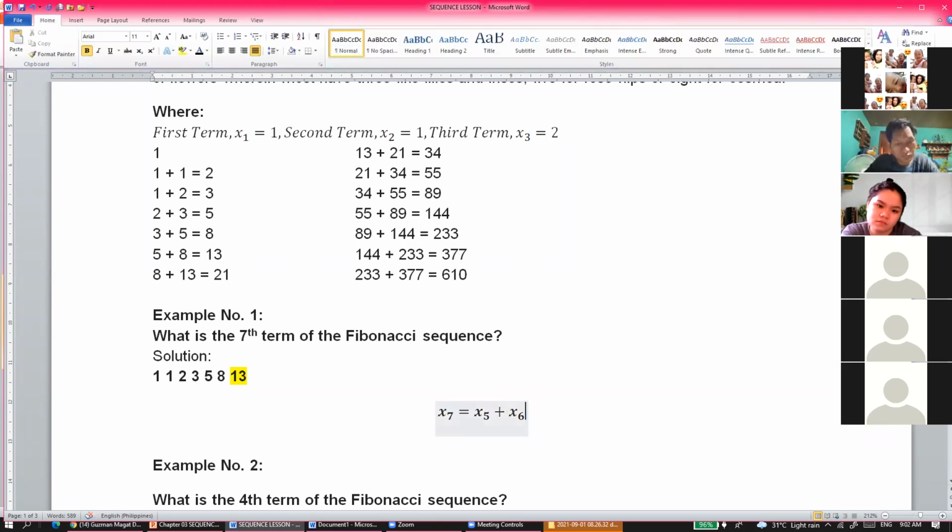Okay? So, tapos na yung first. X sub 7 is equals to x sub 5 plus x sub 6. Pag-usapan natin yung x sub 5. Di ba't ang x sub 5 is also x sub 3 plus x sub 4? You agree? And x sub 6 is also x sub 4 plus x sub 5. Okay, so ibig sabihin, transform natin uli yung mga yan. So let me rewrite this again.